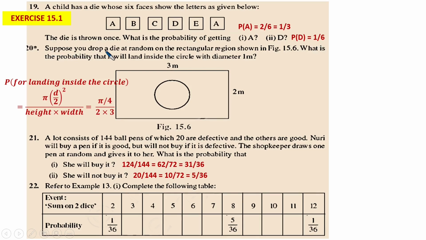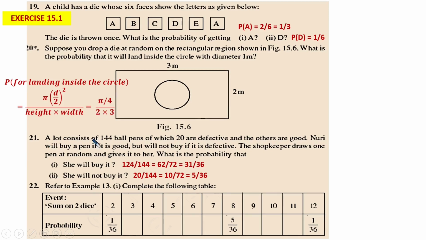Now the next exercise, suppose you drop a die at random on the rectangular region shown in this figure. What is the probability that it will land inside the circle with diameter 1? So what will be the probability that it will fall inside this circle? So that will be the area of this circle divided by the area of the rectangle. It's very simple. So probability of landing inside the circle is pi r square, the area of the circle, where d by 2 is the radius, divided by the area of the rectangle, that is height into width. So here it is pi by 4. This is 1 meter. 1 by 2 is the radius, the square will become 4, and height is 2 meter and width is 3 meter. So this is your answer. That is pi divided by 4 divided by 2 into 3. So 2 into 3 is 6. 6 4s are 24. So pi by 24.